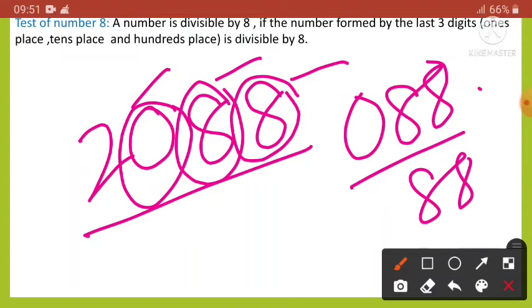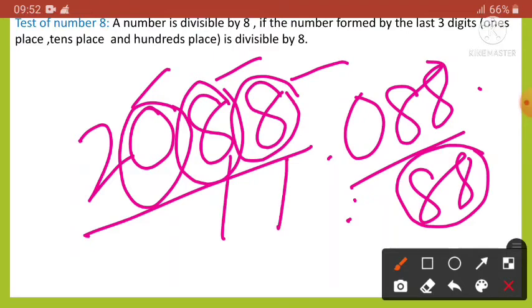Because the 0 before the number is negligible, we can omit it. So here the number formed by the digits is 88. Now check whether 88 is divisible by 8 or not. Yes, 88 is divisible by 8.